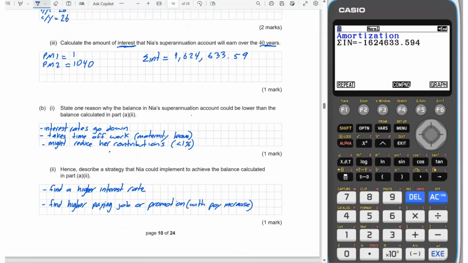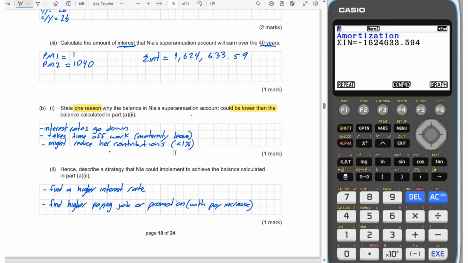Now I've kind of pre-filled these ones to make things a little bit easier for us here, but we only need one reason. You can see I've got a few more there just in case you're thinking a little bit differently to what my first option would be, but these are mine. I'm saying if interest rates go down, then Nia's superannuation account could be lower. If she takes time off work, for instance, maternity leave, that would reduce her balance in her superannuation account. And then she might not decide to contribute an extra 1%, she might reduce that amount or not contribute at all. So that would also make her balance lower.